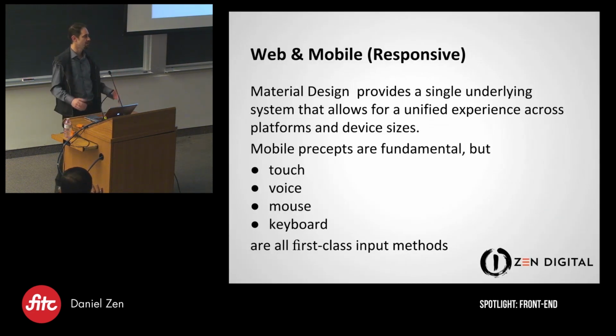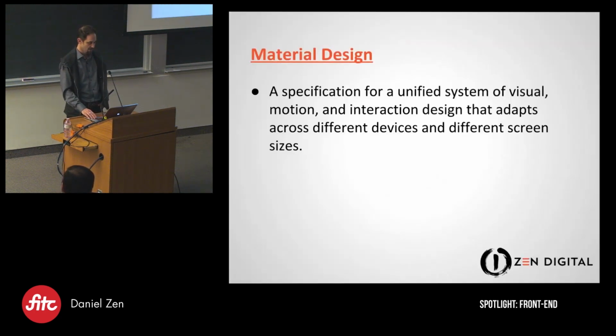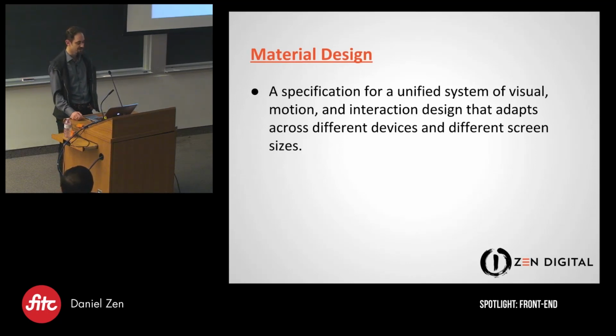It is available for web and mobile. Material design provides a single underlying system that allows for a unified experience across platforms and device sizes. Tablets, cell phones, websites. Mobile precepts are fundamental, and touch, voice, mouse, and keyboard are all considered first-class input methods in material design. So material design is a specification for a unified system of visual motion and interaction design that adapts across different devices and different screen sizes.